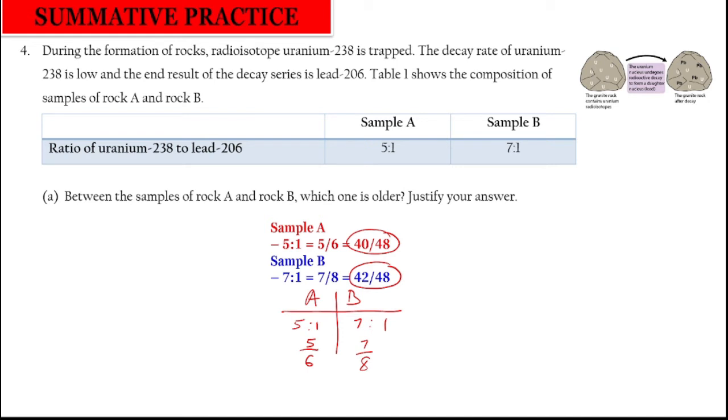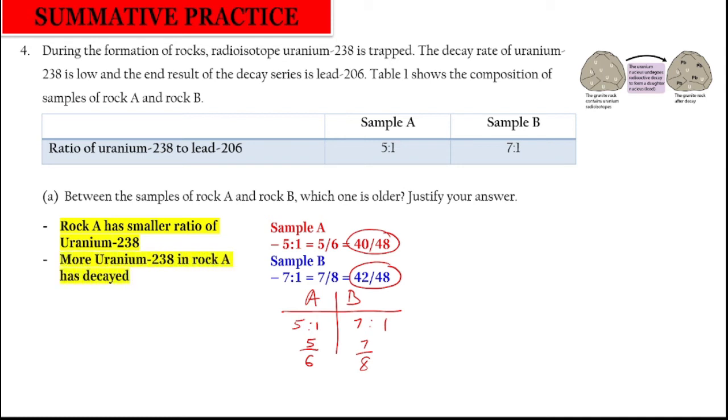Oh, it means we can see that sample A's fraction is like that: sample A has less uranium compared to sample B, in terms of fraction. So based on this, because sample A has less, we say that much of sample A's uranium is gone. So it has decayed a lot. So which sample is older? So rock A, because rock A has a smaller ratio of uranium 238. So it means that more uranium 238 in rock A has decayed. So rock A is older.